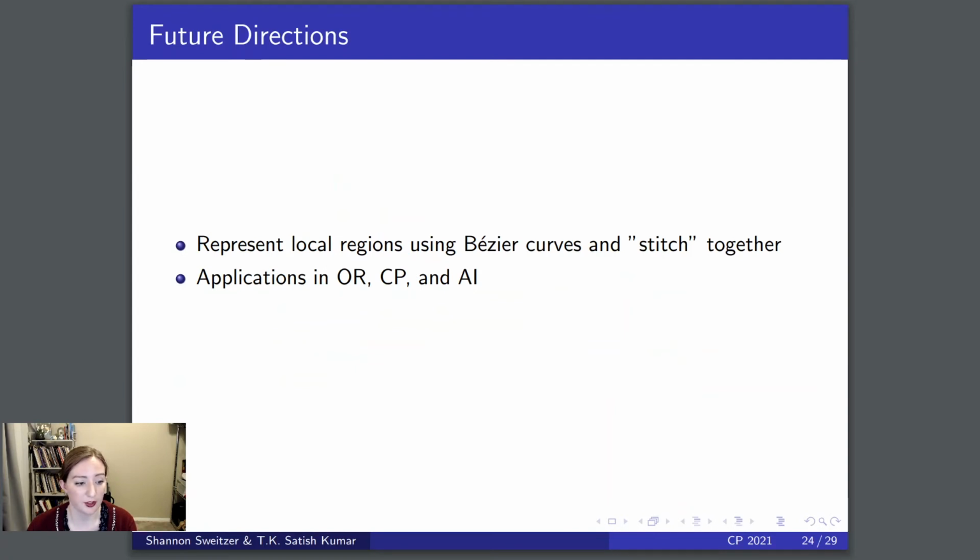Some future research directions that we are interested in include representing local regions of a function with Bezier curves and stitching them together under continuity conditions. There are many avenues to explore in this topic.